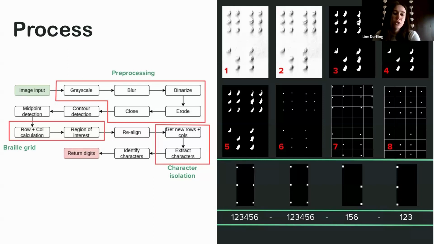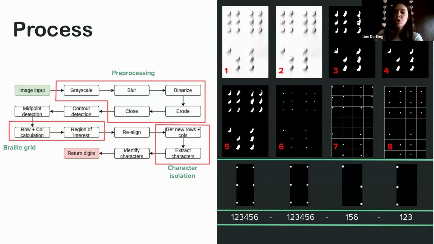Then we can detect contours, find the midpoints, and use these midpoints to construct a relative grid based on the measurements between the dots. We can then realign the dots so that those belonging to the same rows and columns are actually on the same X and Y axis lines. And finally, we can isolate and interpret the characters individually and translate the whole page from Braille to normal text.